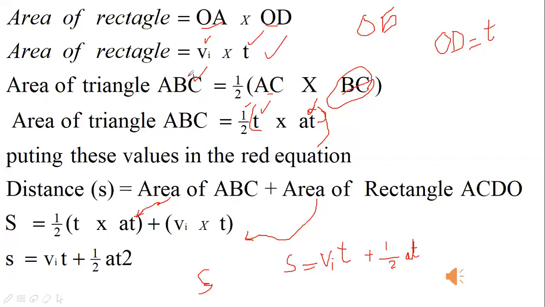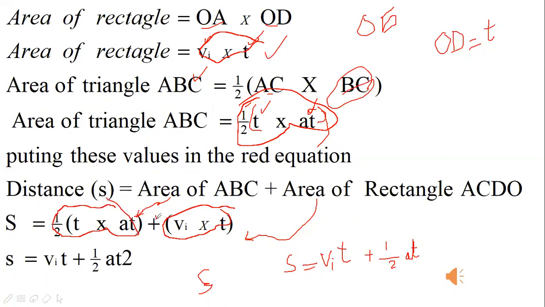This is the area of rectangle. Take this area, and this is the area of triangle. You will take the sum of the areas. This is the rectangle and this is the triangle, and this is the sum. You will get the second equation of motion by taking it equal to the distance.